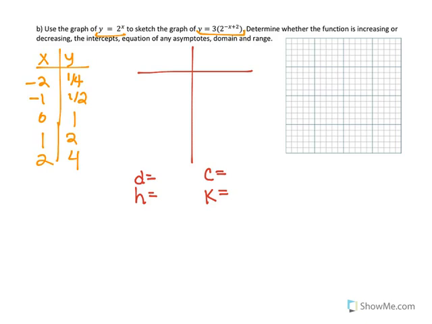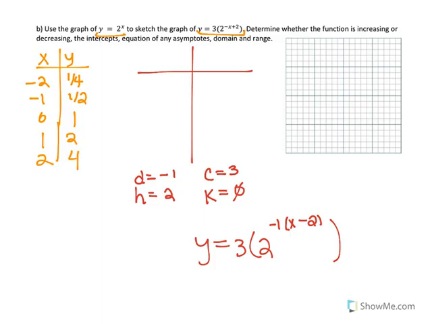So in this, my d value is, well, first of all, we're going to have to rewrite this equation. So y equals 3 bracket 2 to the power of, we're going to need to take out a -1, so this becomes -1 x minus 2. So because that negative is not in front of the brackets, we have to take out a -1. So our d value is -1, which makes our h value +2. My c value is 3, and we do not have a k value, so it is 0.